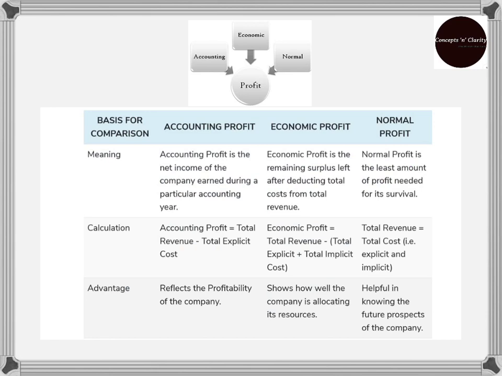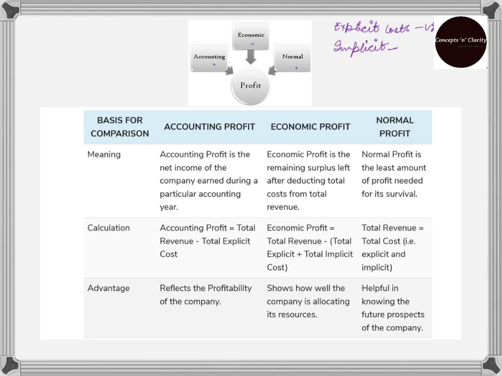We need to understand three types of profits first: accounting, economic and normal, and two types of cost: explicit cost and implicit cost. Explicit costs are visible costs like rent payments, and implicit costs are invisible costs like allocation of time by the owner.